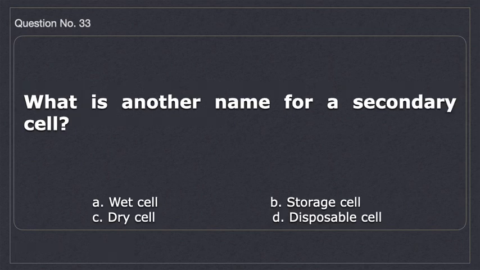Question number 33. What is another name for a secondary cell? A. Wet cell, B. Storage cell. C. Dry cell, D. Disposable cell. Answer B. Storage cell.